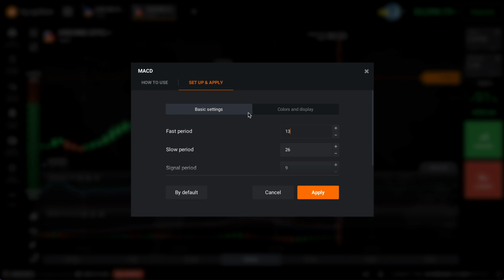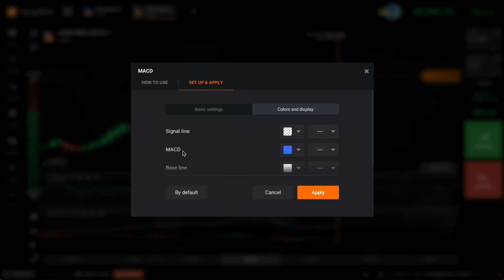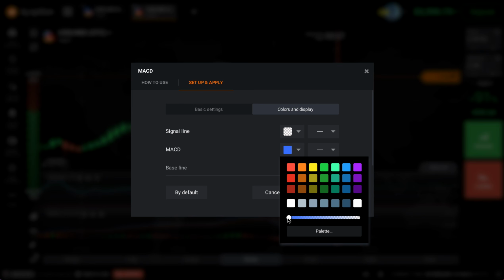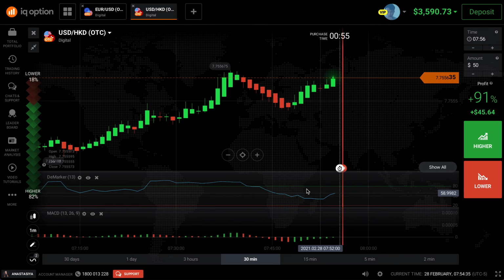Let's go into settings, editing. We're going to set the signal line, turn that signal line off right here, and slide that to zero opacity. And then the MACD line as well, the blue line, we're going to turn that to zero opacity right here. So everything will be blank, so you don't see these two lines. I don't want you to get confused. Okay, let's hit apply. So now you don't see it.